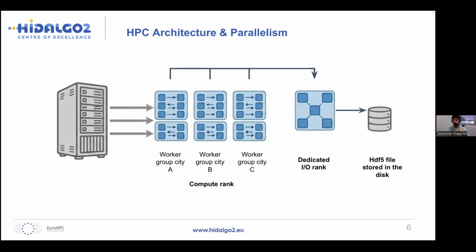And rather than storing the data directly on the HPC storage disk, we use some algorithms that help us to compress the data, because if each one of the worker groups is trying to directly store data on the disk, the load will be too high and it will probably crash.